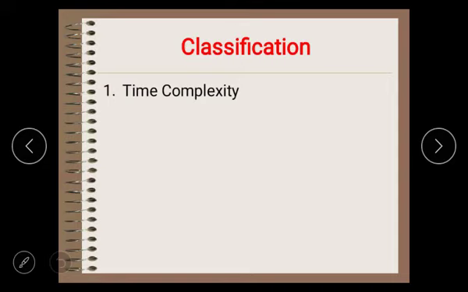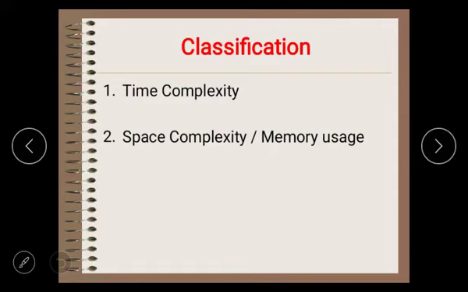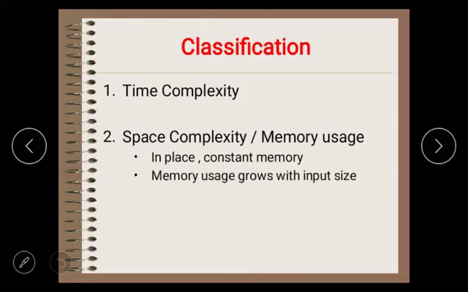The second parameter that we use for classification is space complexity, or memory usage. Some sorting algorithms are in place and use a constant amount of extra memory to rearrange the elements in the list, while some sorting algorithms like merge sort use extra memory to temporarily store data, and memory usage grows with input size. So the second parameter is space complexity. And the third parameter that we can use for classification is stability.